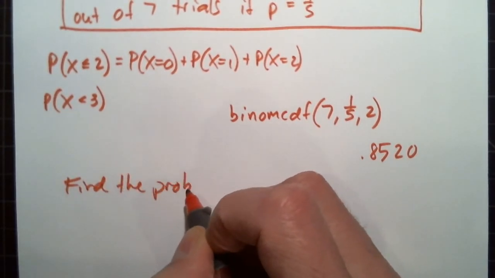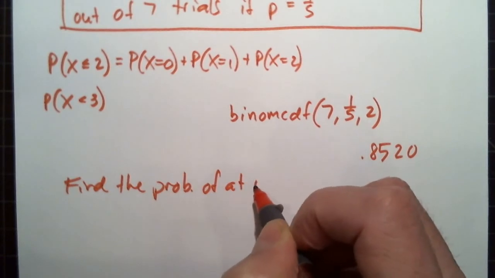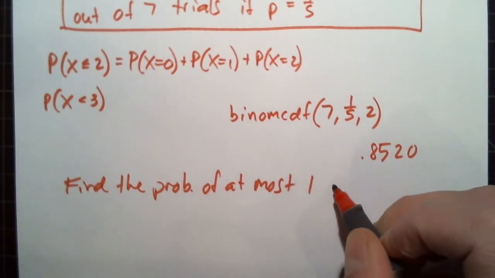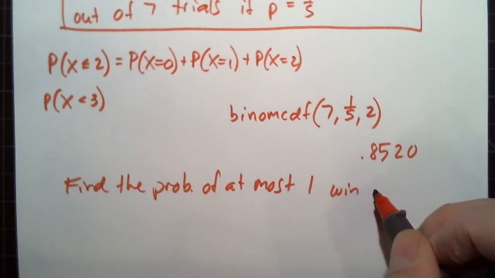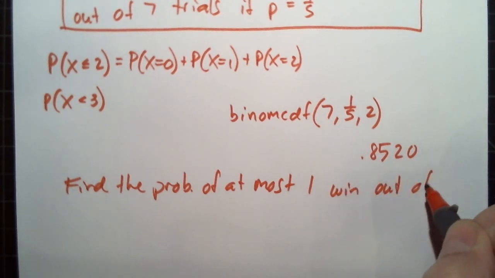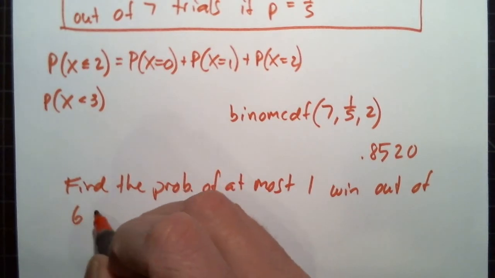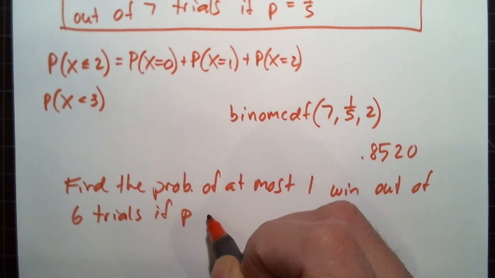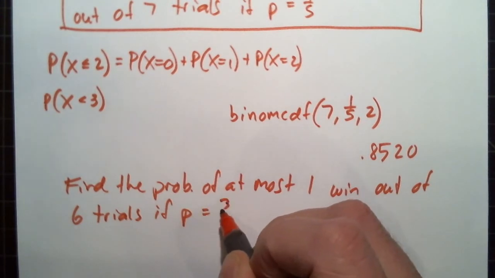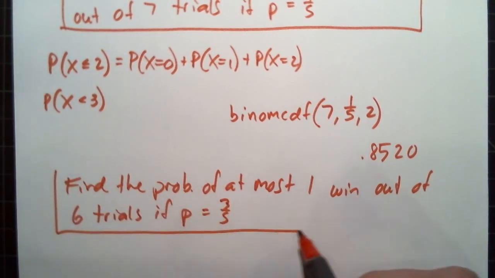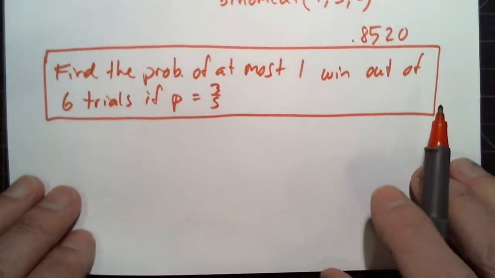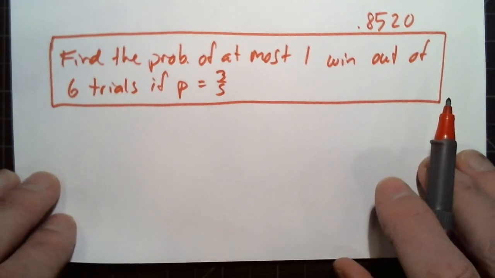Find the probability of at most 1 win out of 6 trials if the probability of winning is 3/5. All right, pause the video and try that one.